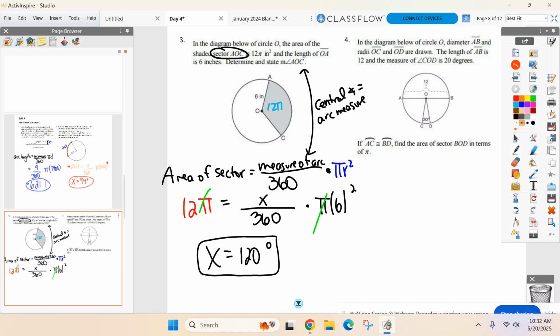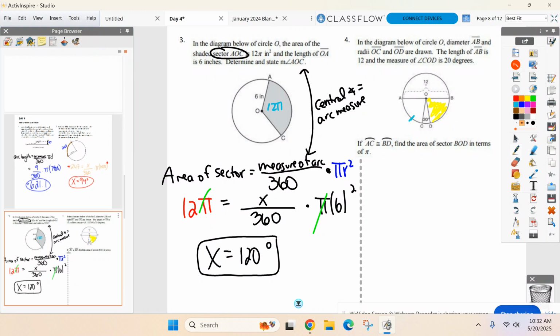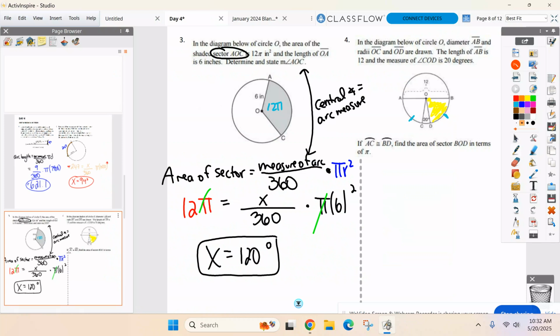Anything from you guys? One more before we go to circles, equations. All right, BOD. What's the area of BOD in terms of pi? And we were told that the arcs are congruent, AC and BOD. That's good to know because if my two arcs are congruent, let's see what else is congruent.